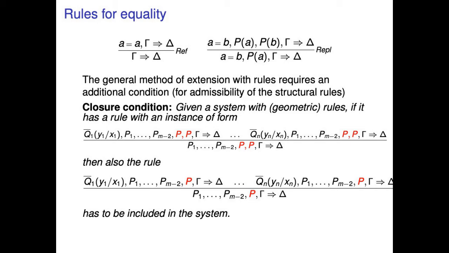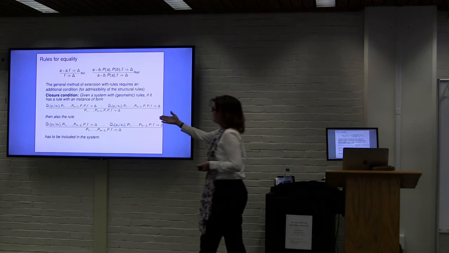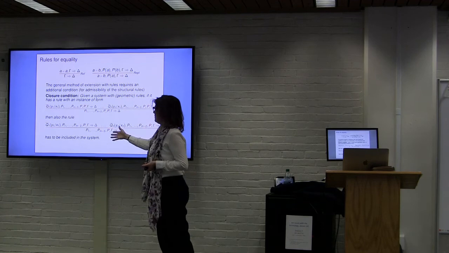By the general method of extension with rules, we also need an additional condition, which is called the closure condition, to guarantee admissibility of contraction. Whenever we have a system with rules that have some instance where we have a duplication of formulas, then also the rule where the duplications are contracted must be a rule of the system.